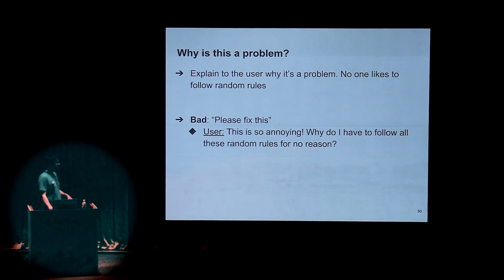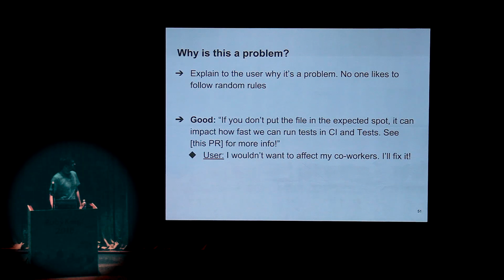Instead of saying, please fix this, which they'll respond with, this is so annoying, I have so many random things I have to do, like why are there such arbitrary decisions made? You can say, if you don't put the file in the expected spot, it can impact how fast we run tests in CI and for other developers. See this pull request or doc or something for more information, which means that they can dig down deeper and they get the gist of the information that they need. And the user, unless they're a jerk, will say, well, I don't want to affect my coworkers, and I'll fix it.